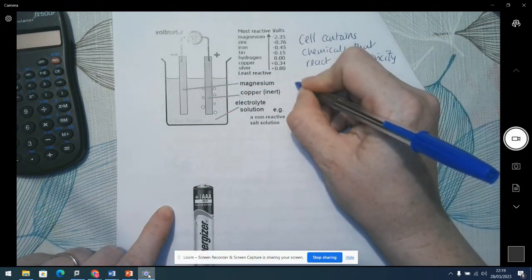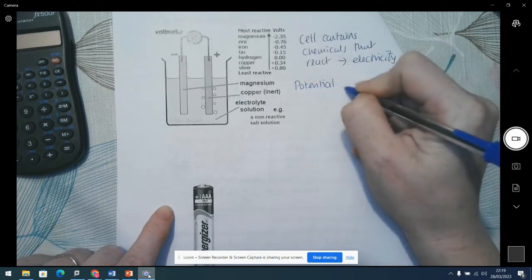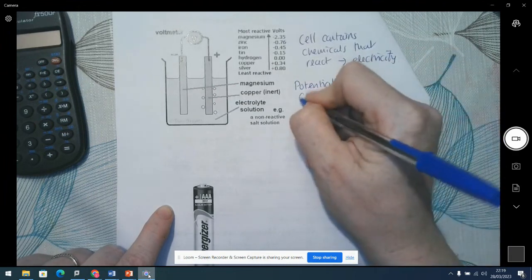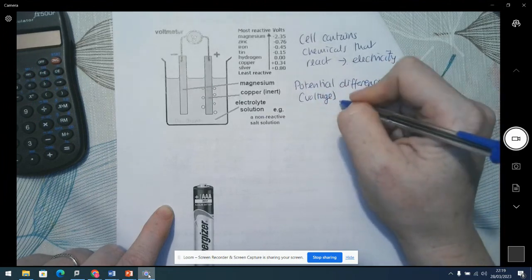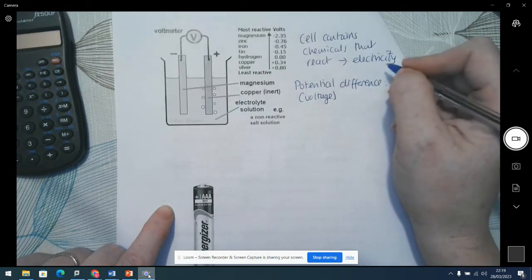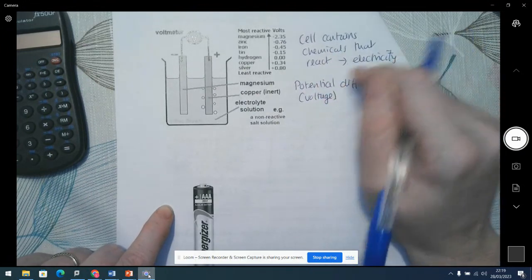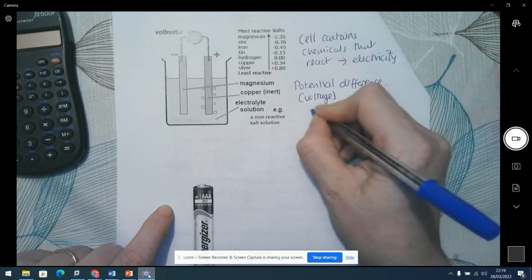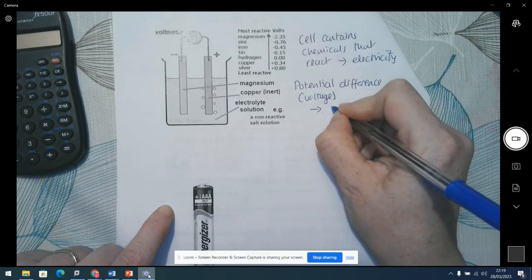And we can actually create a potential difference. This is where physics comes into this. Potential difference, as you'll know it, is called voltage. And that is needed to push the current around the circuit. So you can't have a flow of electrons without a potential difference or voltage. And that can be dependent on several factors.